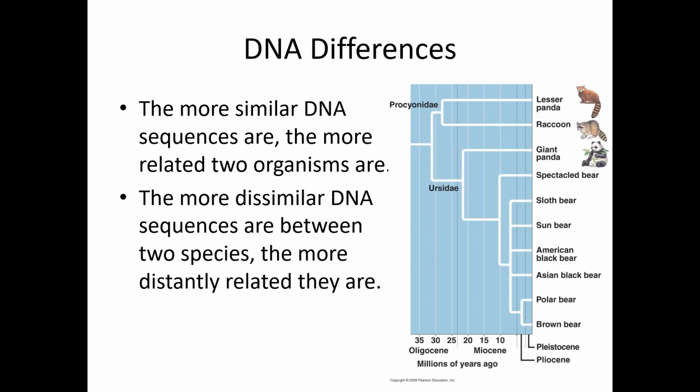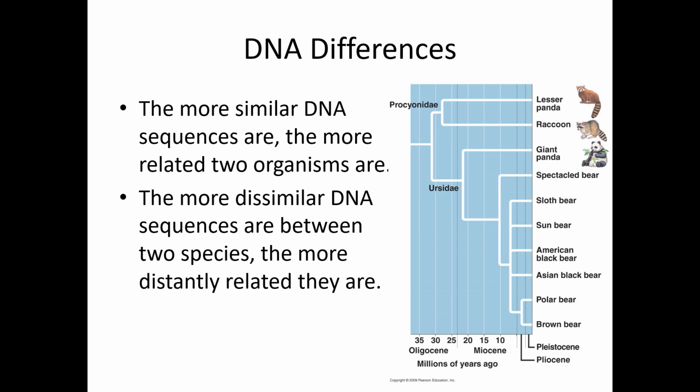How can DNA differences be used to determine relatedness? Well, if you think about it, who on this planet has DNA that is most similar to you? It's your parents. And then your grandparents will be a little bit different, and your great-grandparents will be a little bit different. The farther back you go, the more different the DNA patterns or sequences are going to get between you and your ancestors.